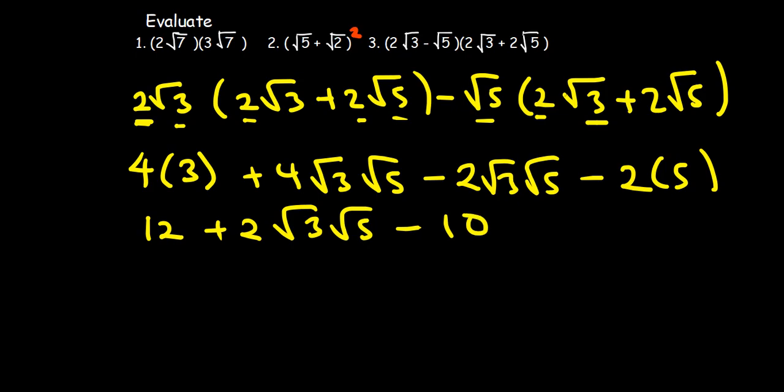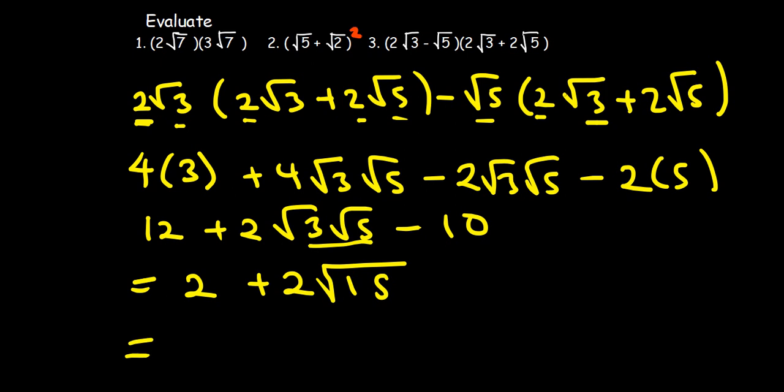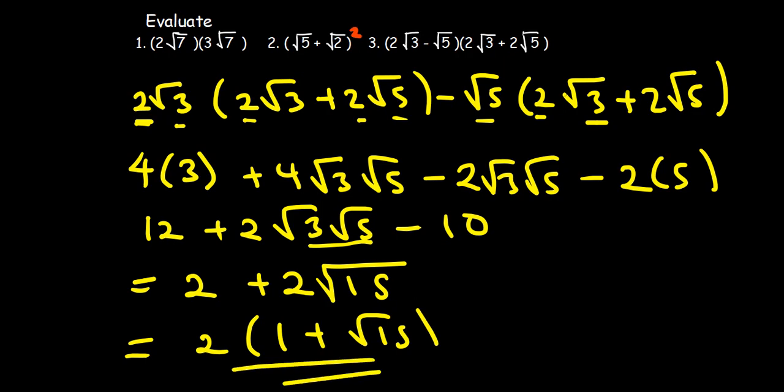Then I can group here, I can add 12 and negative 10 there, so that gives me 2. Then this I can put under 1 square root, and that will be 3 by 5, that's 15. So this is my final answer. If I want, I can even factor out a 2, and then I have 1 plus root of 15. So that is how I get my answer.